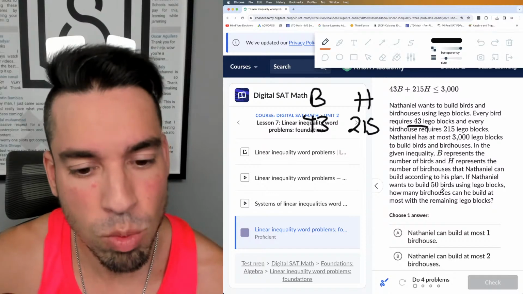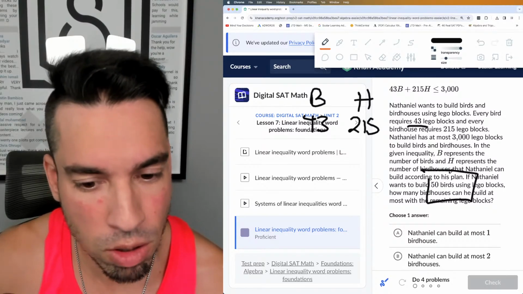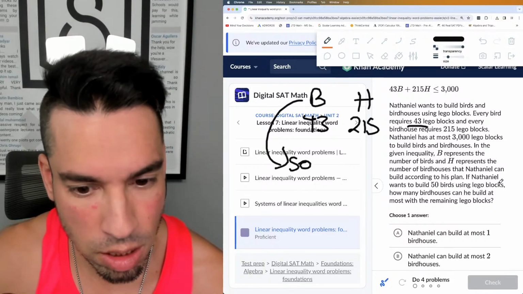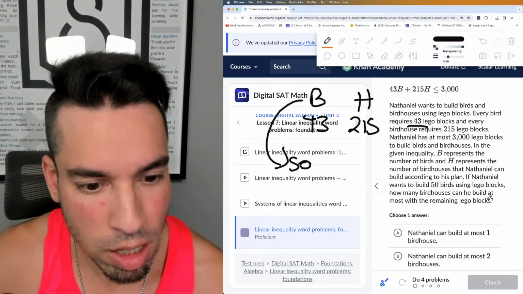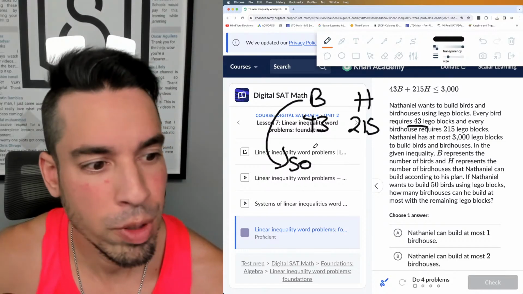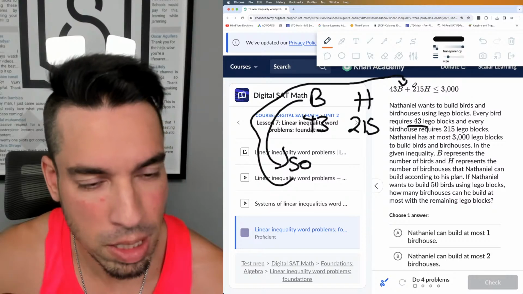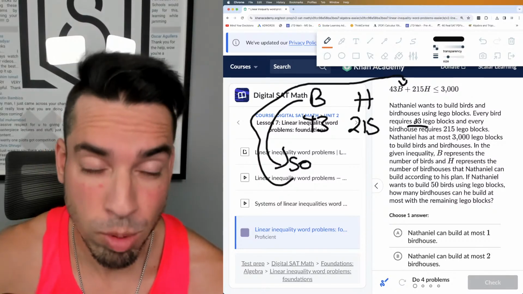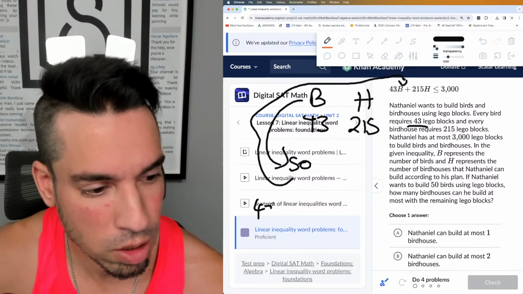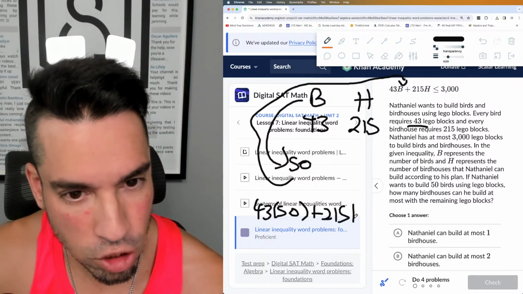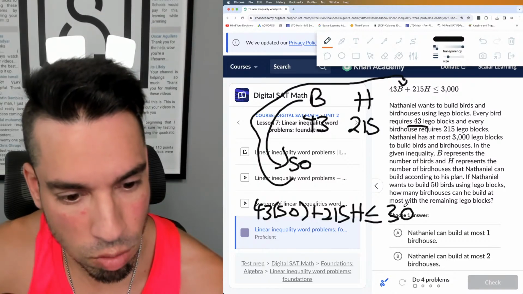Okay, if Nathaniel wants to build 50 birds using Lego blocks, how many birdhouses can he build at most? Okay, so what are we doing here? We're plugging and chugging, right? 50 is going to plug in for B, and then we're going to solve for H. We're going to isolate H. So we got 43. Let's write this out. 43 times 50 plus 215H is less than or equal to 3,000.